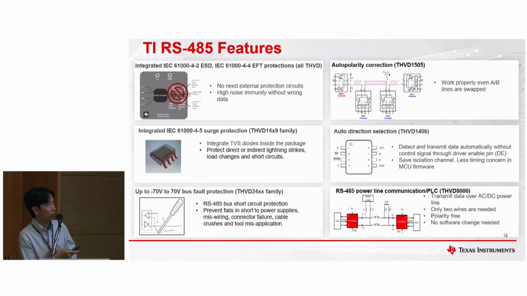We also have a product family which can do auto polarity correction. That means in some cases, when your device needs to be installed into an existing system, there is a possibility for the installer to miswire the device, the wires between the two lines A and B. This kind of device can work properly even when you swap the two wires.